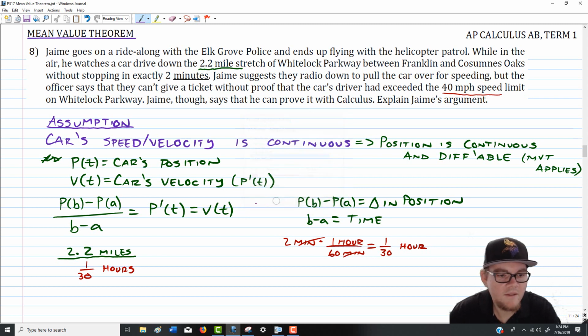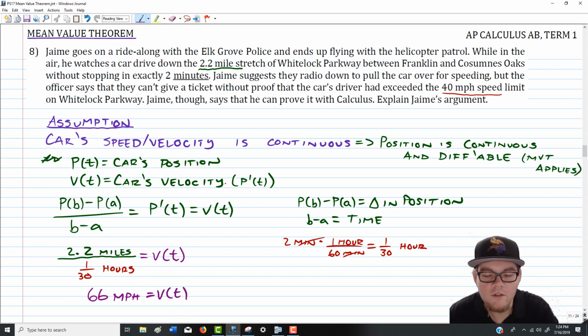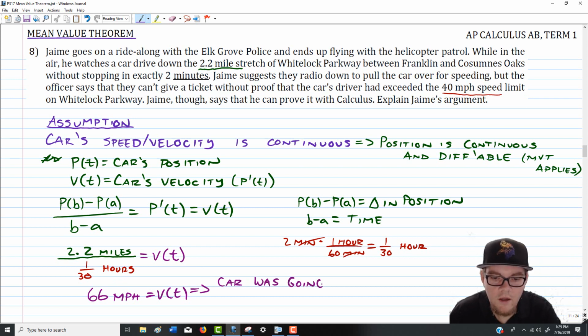Finally, bringing everything back together here, that's going to be equal to the velocity at some point t during its travel, or during its path. And 2.2 divided by 1/30 is equal to 66 with the units miles per hour. So what we've just shown here, and again, it's going to be easier for me to talk through it than to write it down just because of space, is that there was a time where the car was going 66 miles per hour.